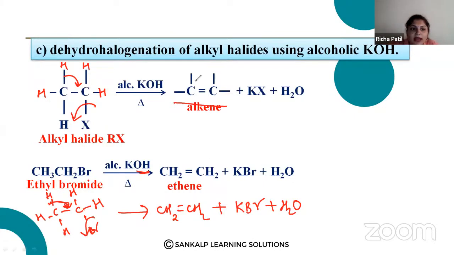In dehydrohalogenation, one halogen atom and one hydrogen atom are removed. So which is the reagent used? It is alcoholic KOH. Remember, very important, alcoholic KOH is used for dehydrohalogenation reactions.